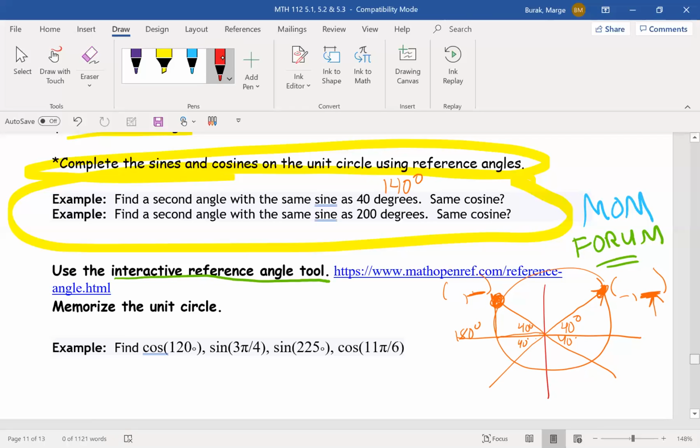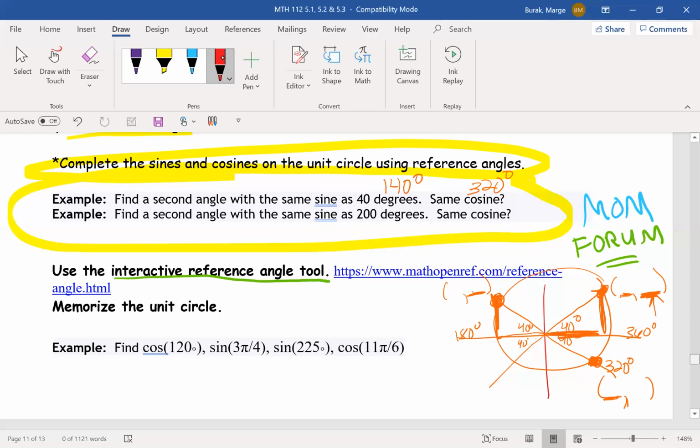Now, which angle has the same cosine? That's this x coordinate. So this is a positive x coordinate. So I need this x coordinate right here because it's positive. And so this angle is 360, go back 40. So that's going to be 320 degrees. So the same cosine is 320 degrees as my 40 degrees. Okay, the same sine is they both go up the same amount on the y, and the same cosine is they both have the same x coordinate.